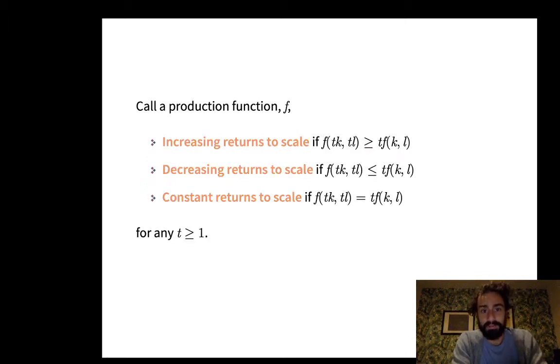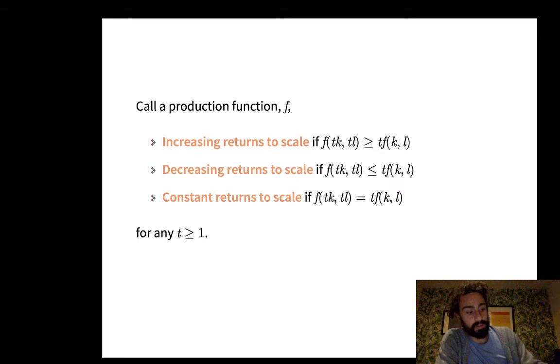So if we have a production function, we call it increasing returns to scale if, when we multiply the inputs by a fixed factor greater than 1, then the corresponding output increases by more than that same scale factor. Right? So if t is equal to 2, the first line says the production when I double capital and double labor is greater than twice the original output. So it more than doubles. So this is increasing compared to linear growth.